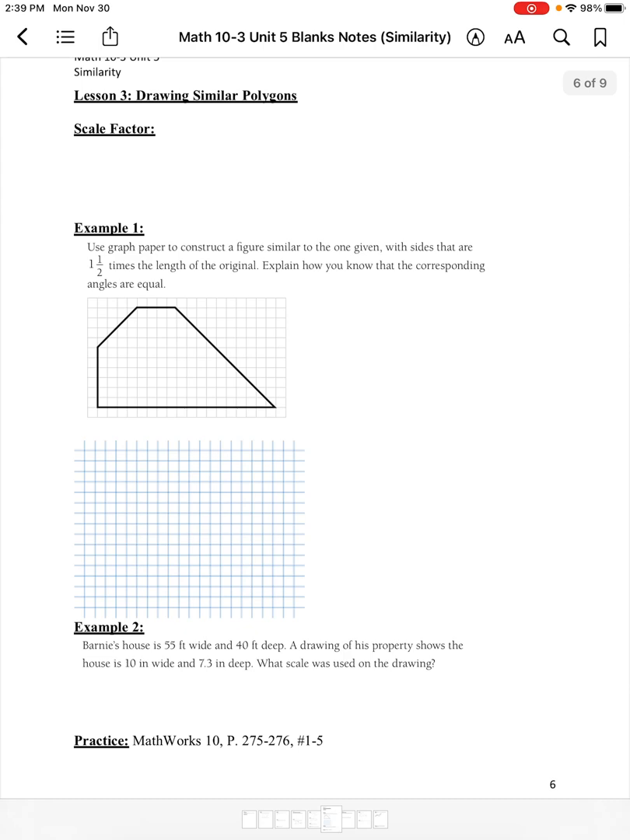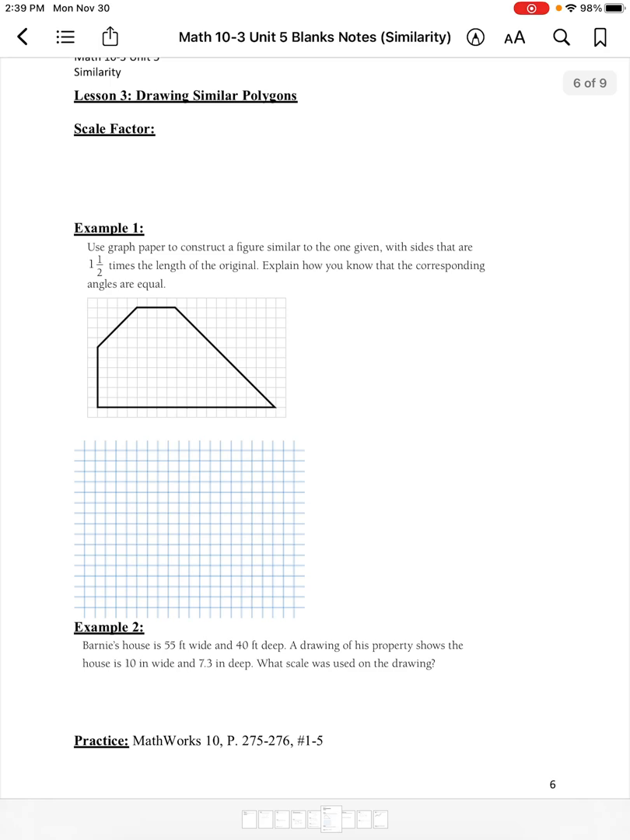All right. Hi, everyone. So we are going back to similarity today. You should be in your Unit 5 blank notes, and we are on Lesson 3. We would have done Lessons 1 and 2 at the beginning of last week.